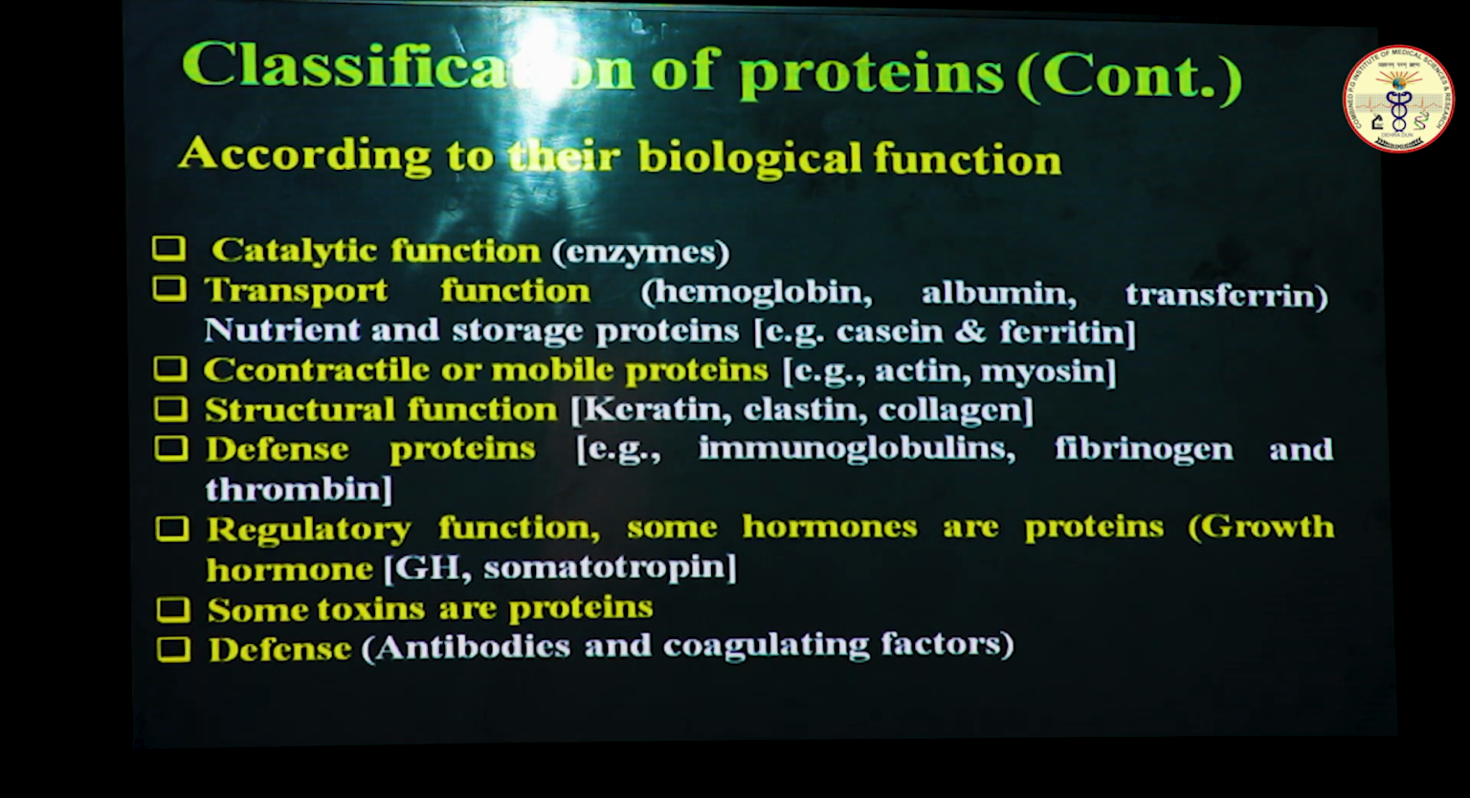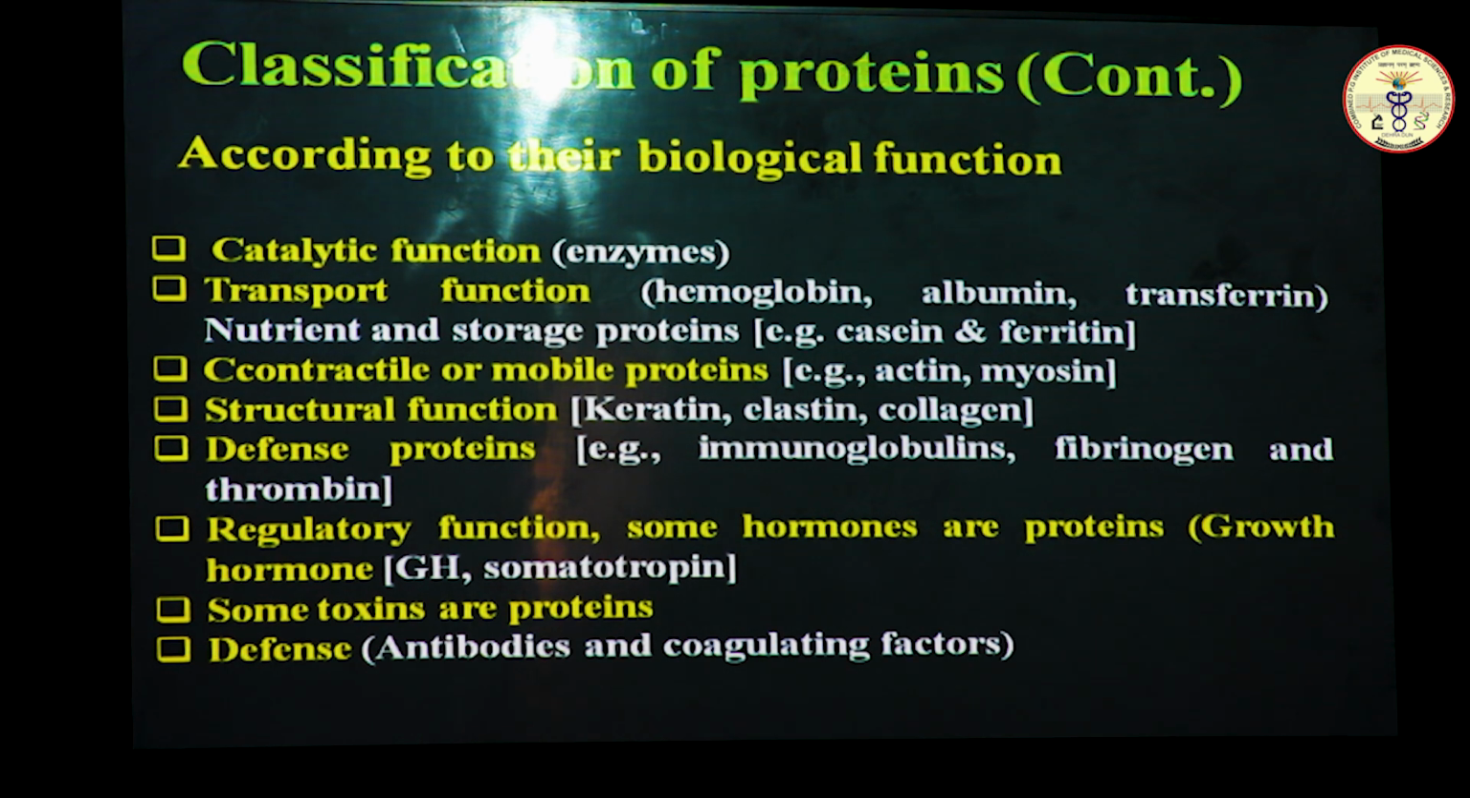Now, we will classify these proteins on the basis of their biological function. On the basis of their functions, these can have a catalytic function, they can be enzymes, can have transport function. Transport proteins are the hemoglobin, albumin and transferrin. Contractile proteins, these are the actin and myosin. Structural proteins which provide the structure are the keratin, elastin, collagen.